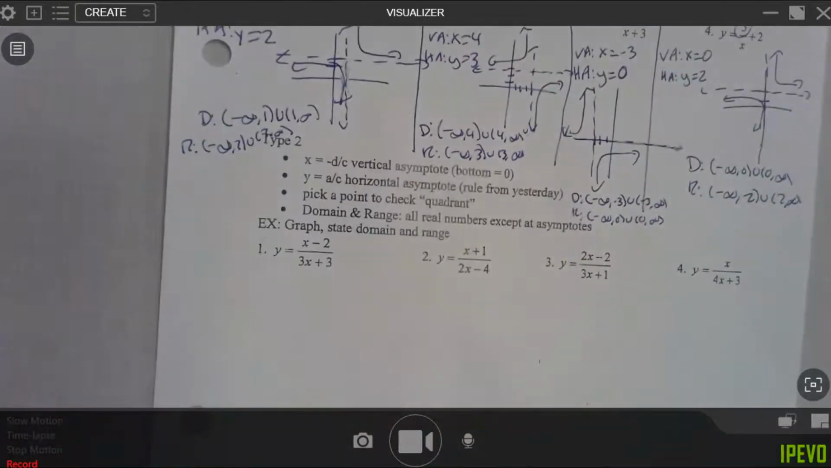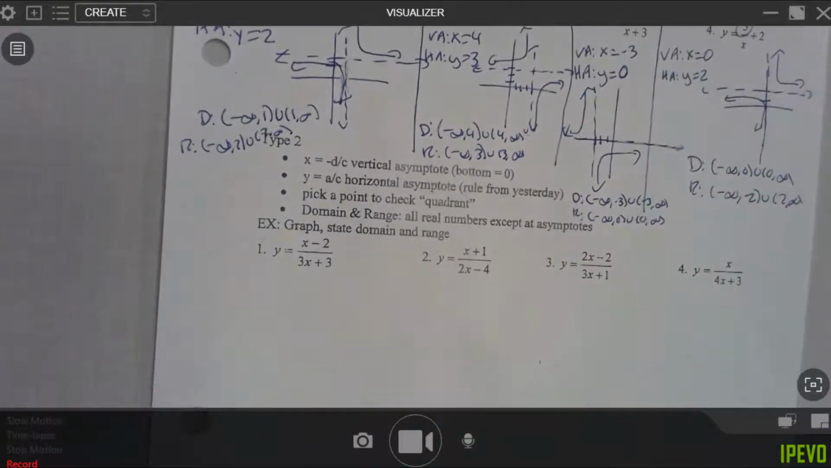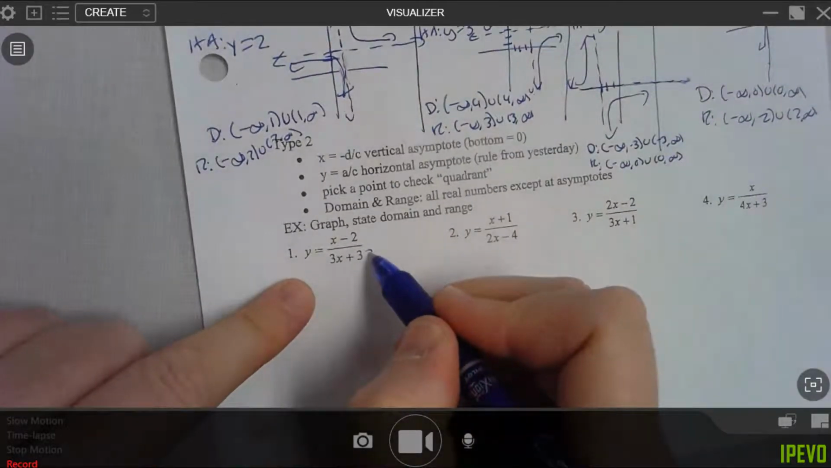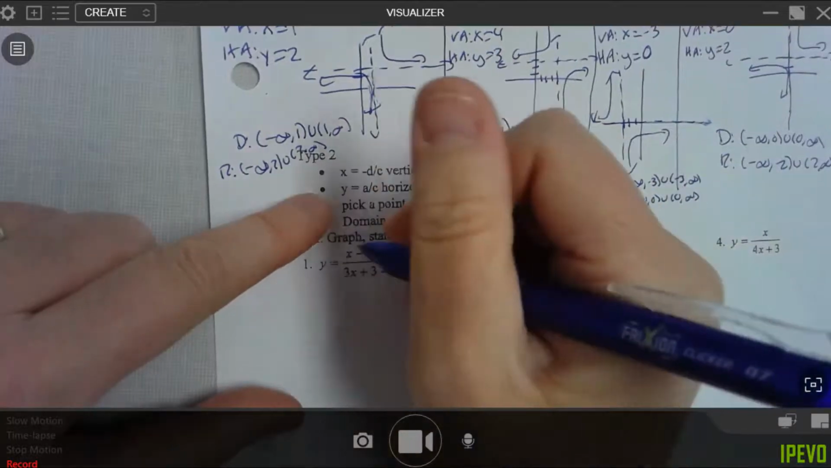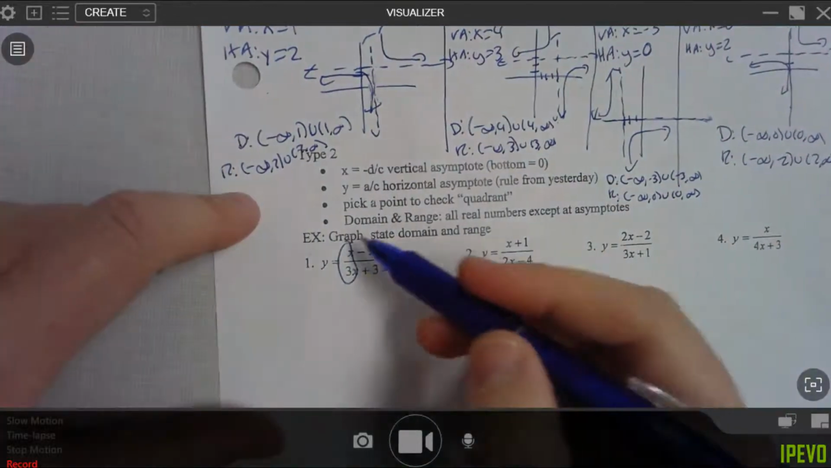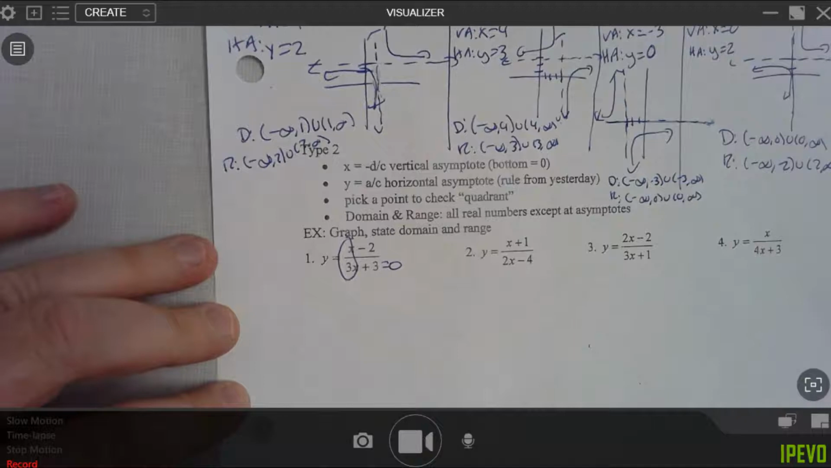All right, so down here, this follows the rules from yesterday exactly, where we're going to set the bottom equal to 0 and solve it. That's what this little crazy d over c is saying. And then the y equals a over c is just like dividing your coefficients. That's what we said yesterday. Same exponent, you divide your coefficients. So that has not changed.